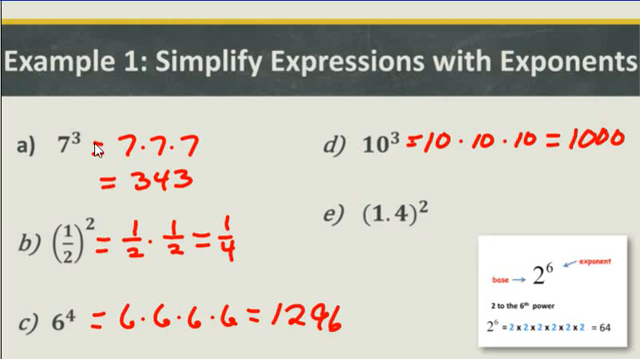And then we have one with decimals. So that would be 1.4 times 1.4. And when you multiply those, 1.4 times 1.4, you get an answer of 1.96. So there's a couple examples of simplifying expressions with exponents.